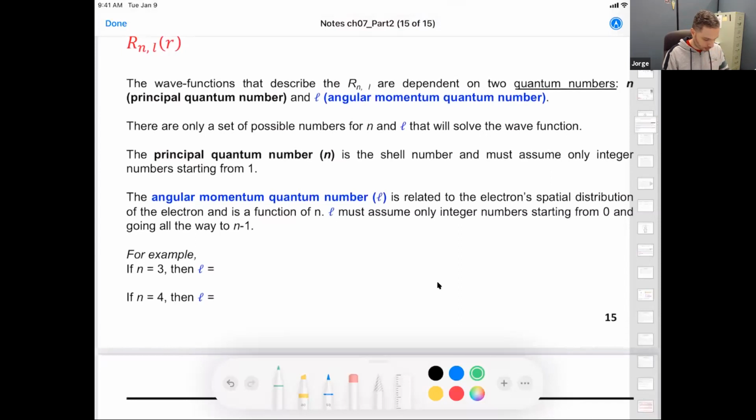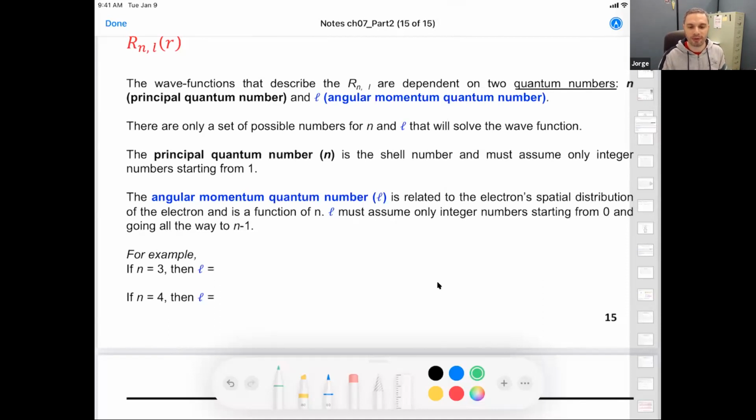Okay, let's see here two examples. In those examples, I want you to understand the correlation between L and N. Remember that N is the principal quantum number, which is basically the shell number, and L is the angular momentum quantum number, and it's related to the electron's spatial distribution. Okay, if N equals 3, what are the possible values for L?